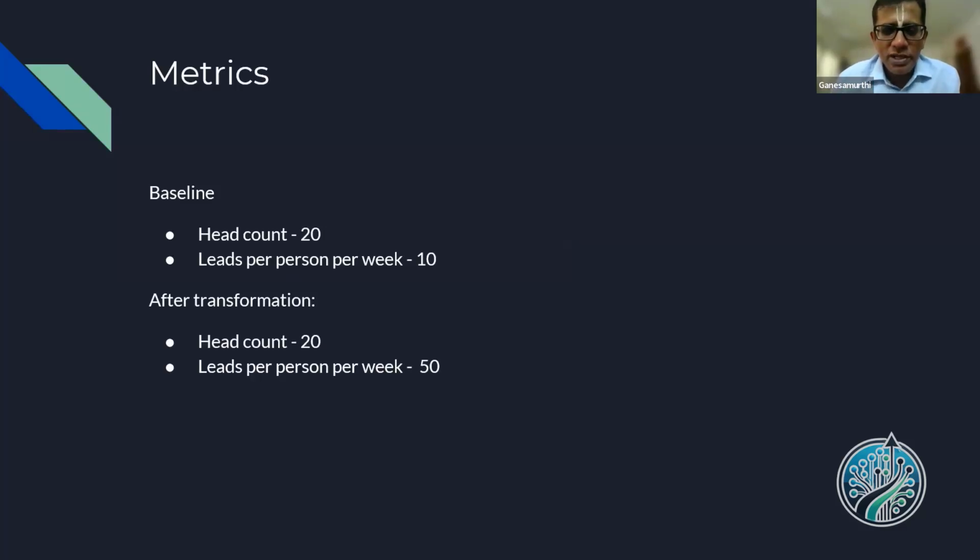Builders typically pay about 800 rupees a lead, so that's about 8,000 rupees you make per person. That's roughly where it was. In about 3 months after we made this transformation, the same team, same headcount with a few people changed, leads per week was 50. A 5x improvement in 3 months. And from 200 leads generated per week, we went to about 1,000 leads.